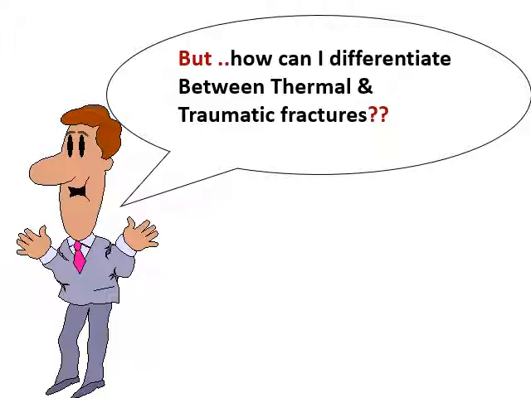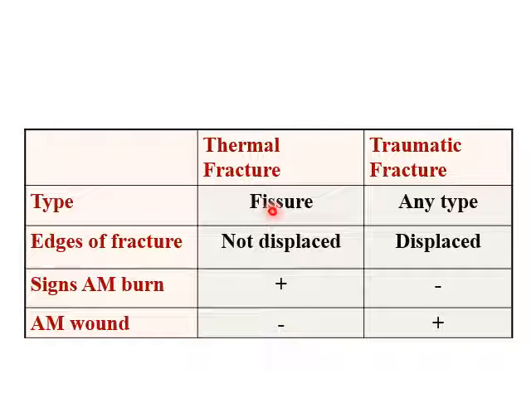How can we differentiate if it is a thermal fracture or a traumatic fracture that is antemortem violence? This table can differentiate between them. The type of thermal fracture is just one type, which is fissure fracture, while the traumatic fracture can have any of the types of fracture that you have studied in head injury, like fissure fracture, depressed fracture, cut fracture, comminuted fracture, localized depressed, chipped fracture, or any of these types.